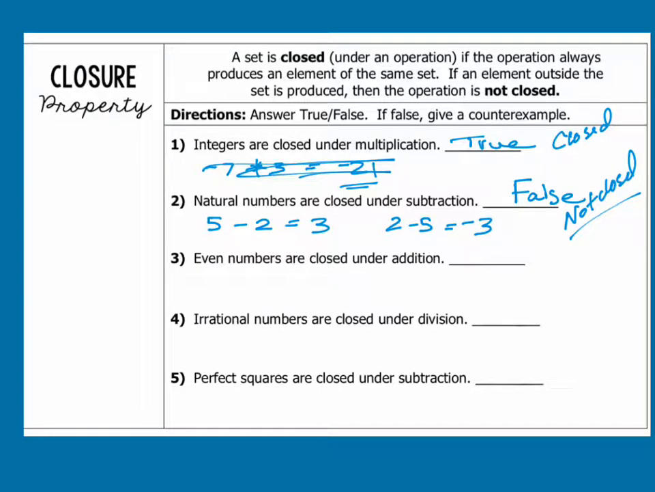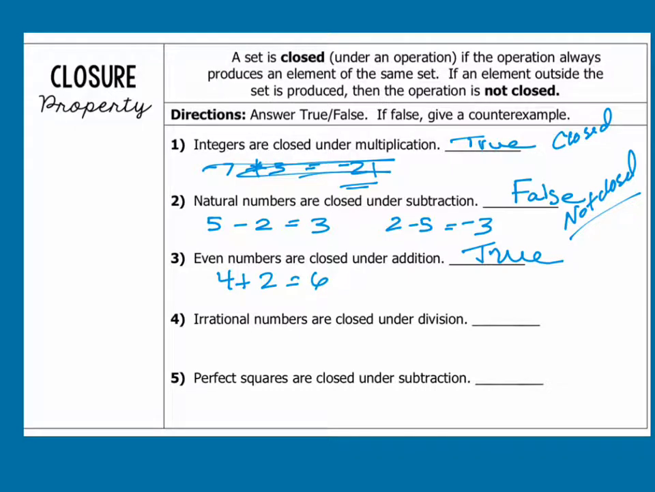Even numbers are closed under addition. So when I take two even numbers, do I get an even number? So 4 plus 2 equals 6. Am I ever going to get an odd number if I add two even numbers? The answer is no, I'm always going to get an even number. So this would be true.